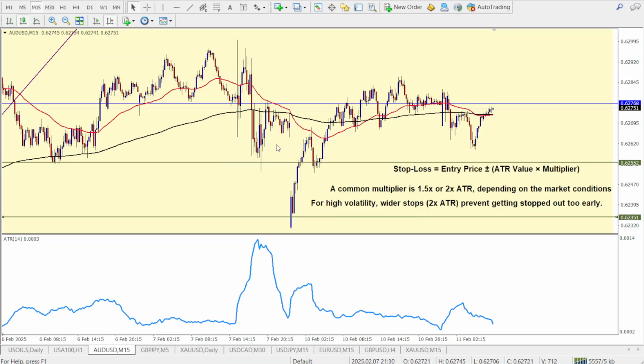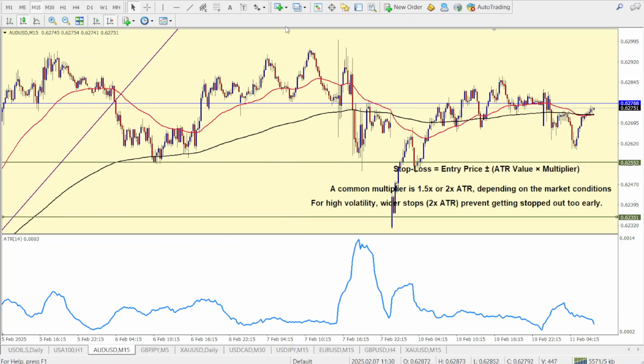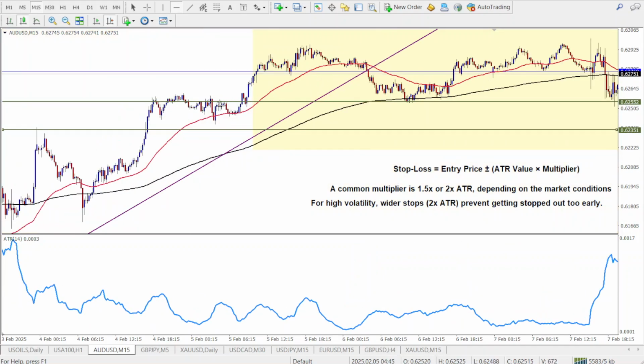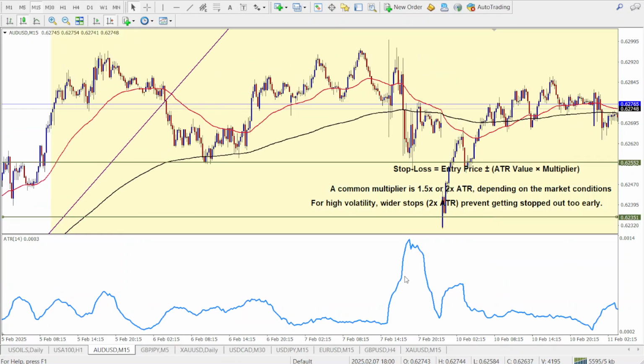Then using ATR for trend confirmation. If ATR is rising and perhaps price moves above a key resistance level, it confirms strong momentum. But if the ATR is flat or decreasing, it signals a potential consolidation or reversal. By combining ATR with price action and trend indicators, you can filter out weak trades and focus on high probability setups.